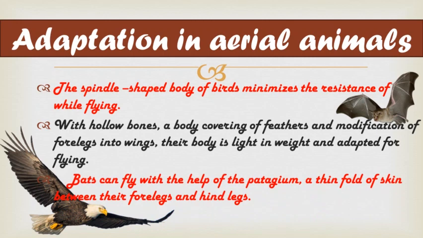The body of an insect also is light in weight and tapers at both ends, and they can fly with 2 pairs of wings and also walk with 6 stick-like legs. And the bat can fly with the help of a patagium, a thin fold of skin between their forelegs and hind legs.